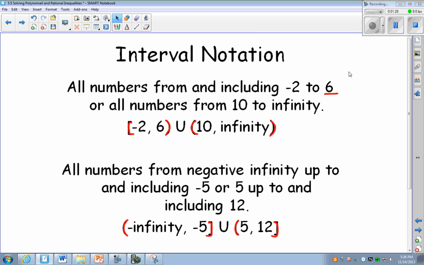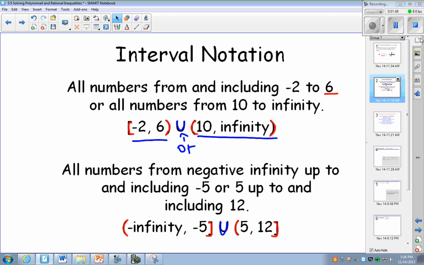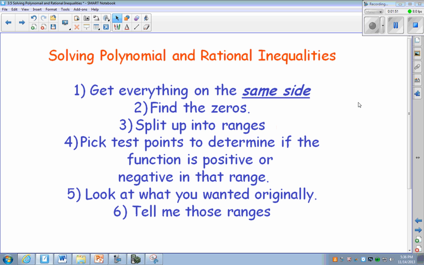Now, this little u thing here, all that represents is the word or. So you can either have your numbers in the interval -2 to 6, or the interval 10 to infinity. That's all that little u stands for. You guys will be working with that here in a little bit. Okay, so I would take notes on these steps.